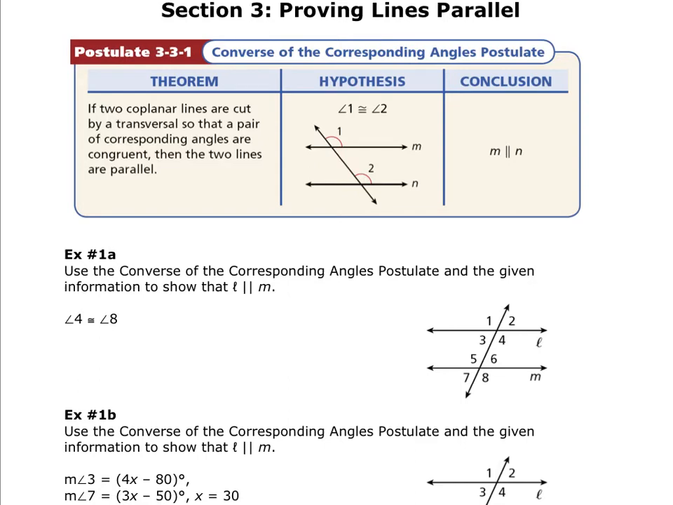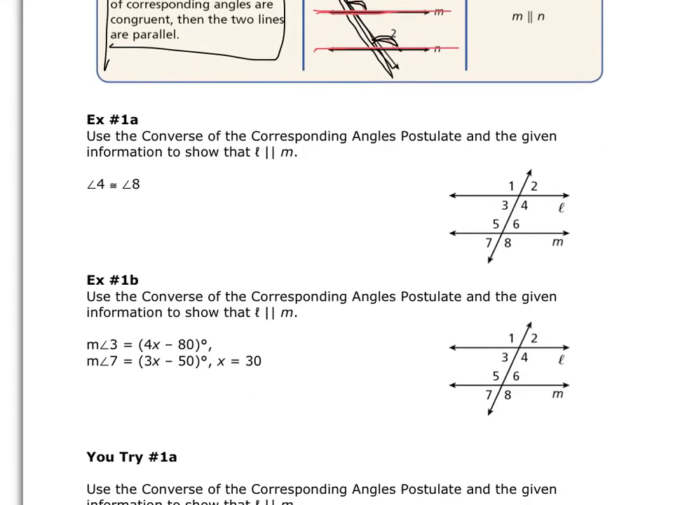Your first theorem is that if you have two coplanar lines that are cut by a transversal, remember a transversal is this guy, so that a pair of corresponding angles are congruent, remember corresponding looks like this, these two angles, then the two lines are parallel. So if you have two congruent corresponding angles, then these two lines would be parallel. Let's go straight into the examples. I'll go through a few and hopefully you'll get the hang of it a little bit.